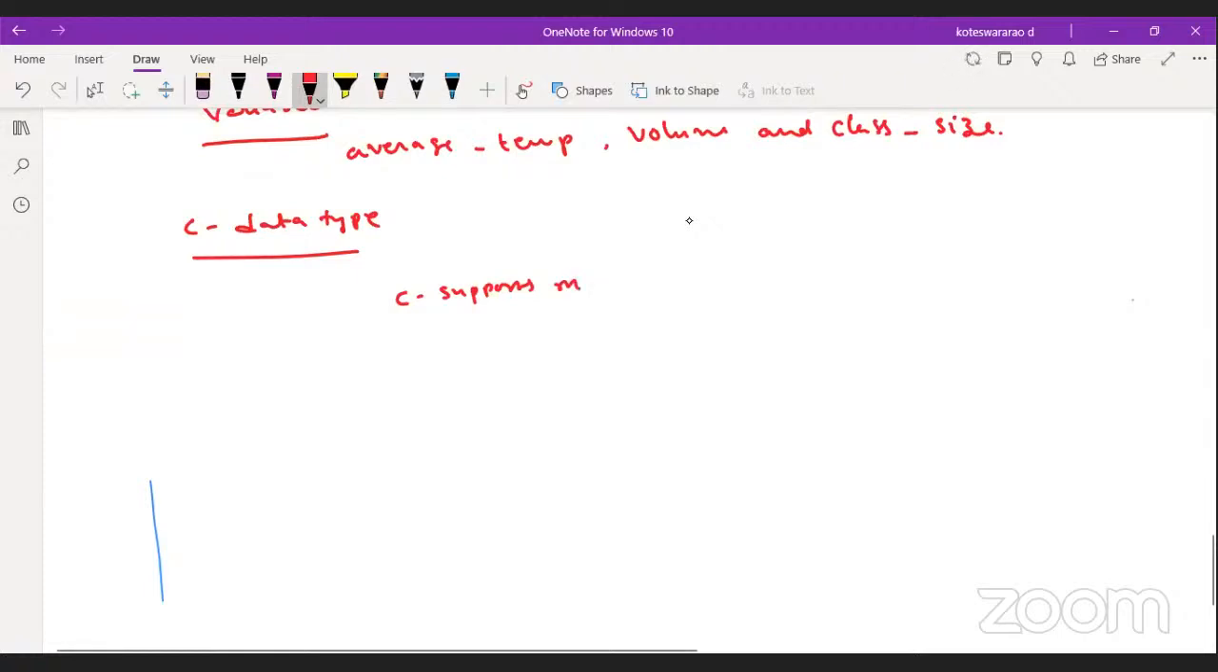C supports many data types, with many types of data.